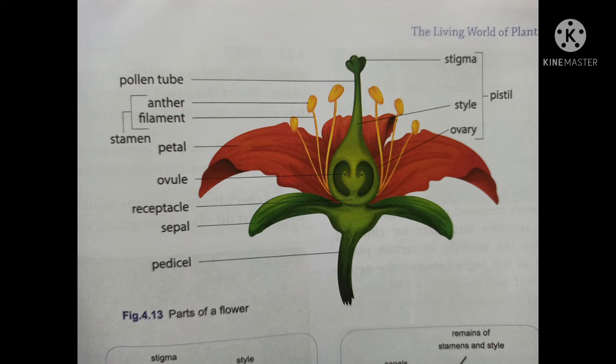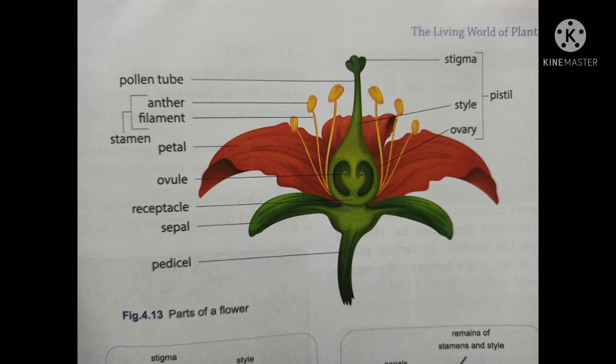of the flower inner to the sepals that contains petals is the corolla. Petals may be of different colors in different flowers. They are colorful to attract insects for pollination. What is pollination? Reaching of the pollen grains to the stigma of the flower.